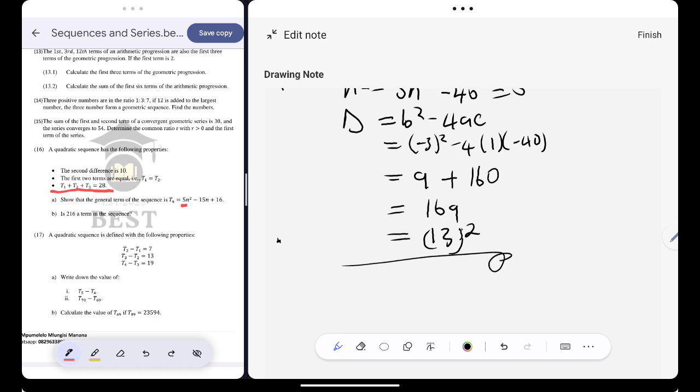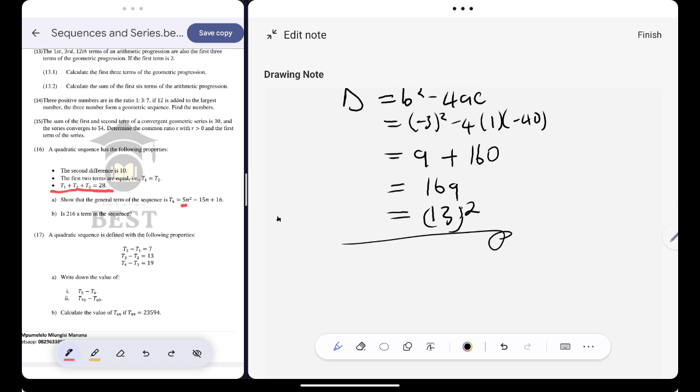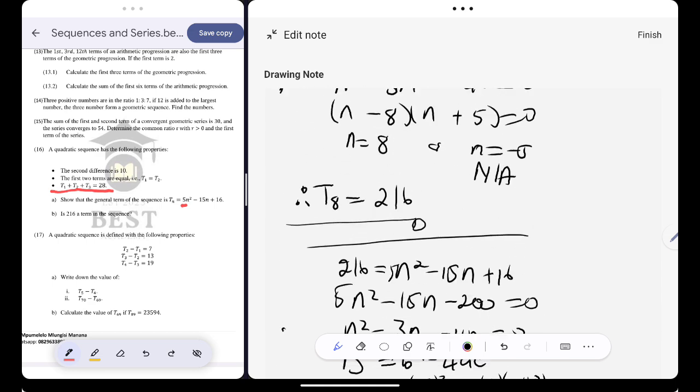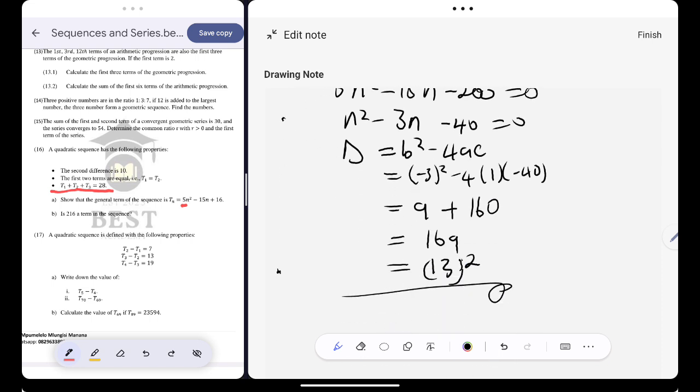13 squared. So delta is a number which is greater than 0, and delta is a perfect square. That means n is a rational number, and it is true because n gives us the number of things, so we cannot have a number of things which are decimal. So we could have done it this way, or just solve for n. It's up to you how you want to do it.